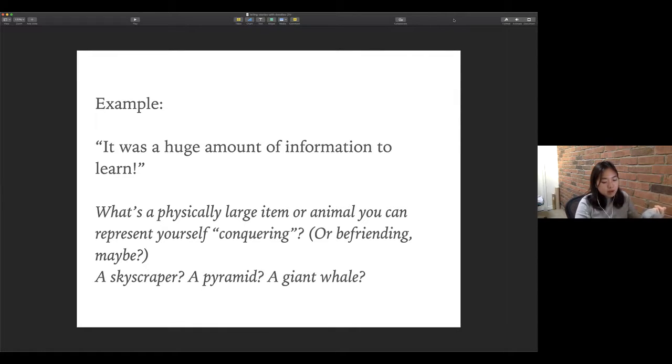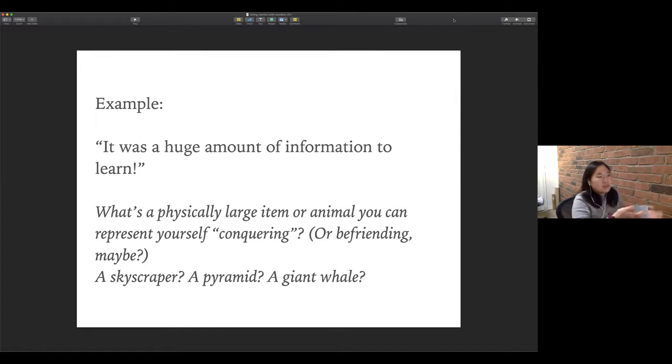So if you pick the concept and your recall of that today is, it was just a huge amount of information to learn. I feel like I spent forever learning it. It was like vast, right? So it's that feeling of immenseness, or largeness, like something that was huge, right?